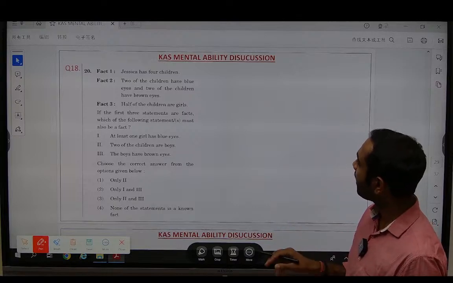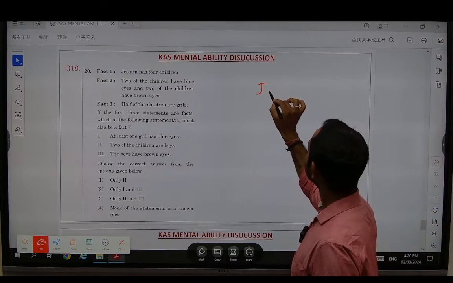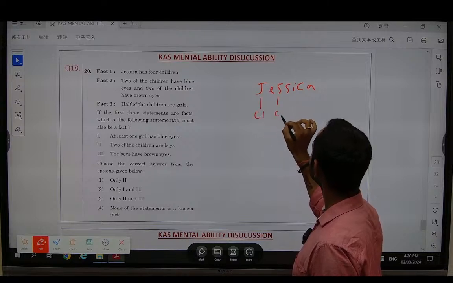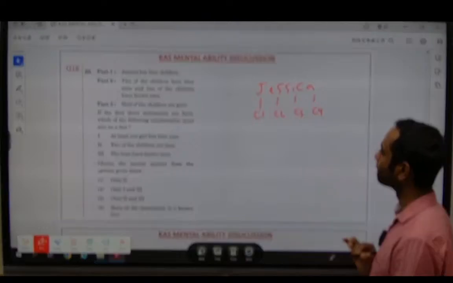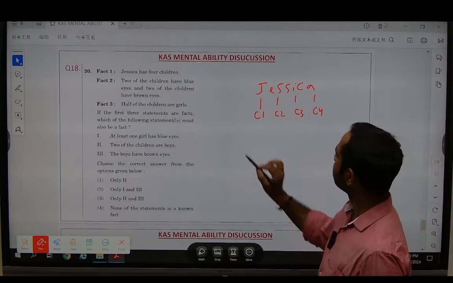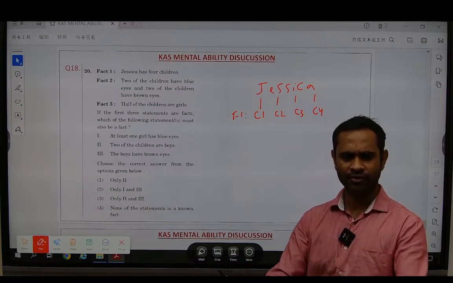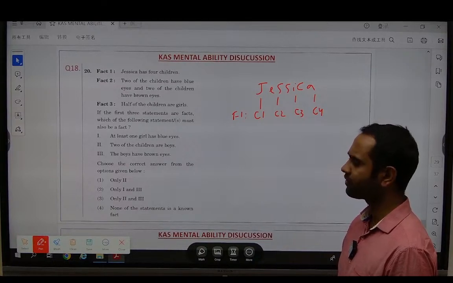Now, Jessica has 4 children. Children 1, children 2, children 3, children 4, right? So this is fact 1. Let us read the question, then we will be able to understand. 2 of the children have blue eyes and 2 of the children have brown eyes.